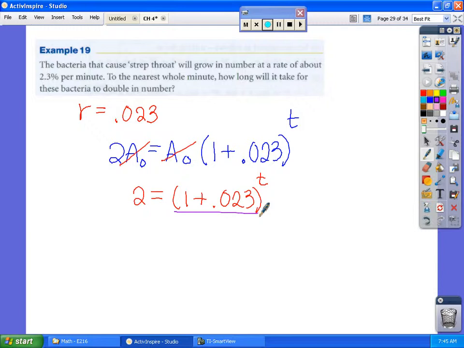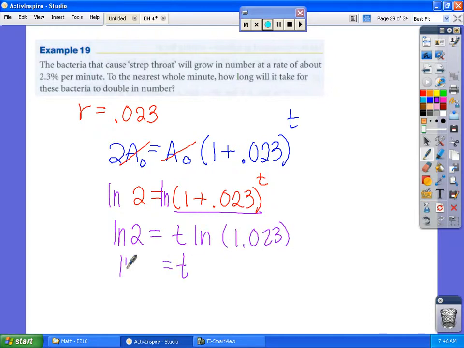The base here is isolated, so I'm going to take the ln of both sides. The ln of 2 is equal to t ln of 1.023, and then t is equal to ln of 2 divided by ln of 1.023. And it would be in minutes.